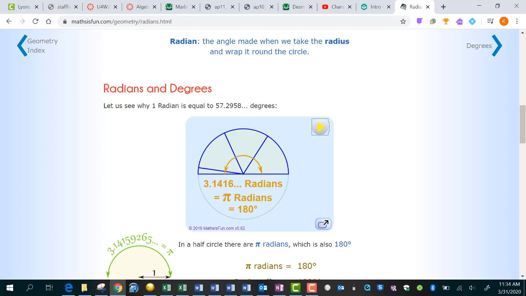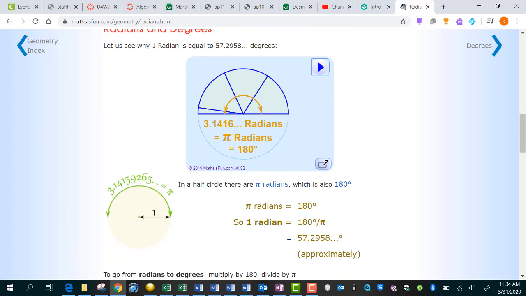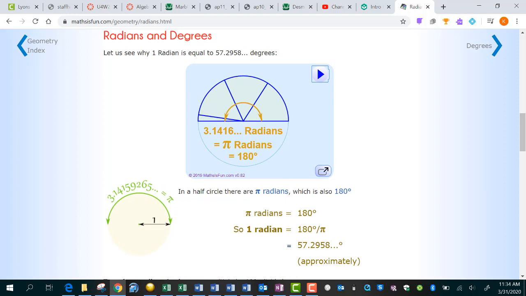So that's pi radians. And we know that half a circle, or that straight line, if I measured the angle created, it would be 180 degrees. So in half a circle, there are pi radians, which are also equal to 180 degrees. And this is going to help us a lot when we are converting between radians and degrees. Now, I want you to think for a minute, if there's pi radians in half a circle, how many radians would be in a full circle? You might have guessed 2 pi, and that's correct.